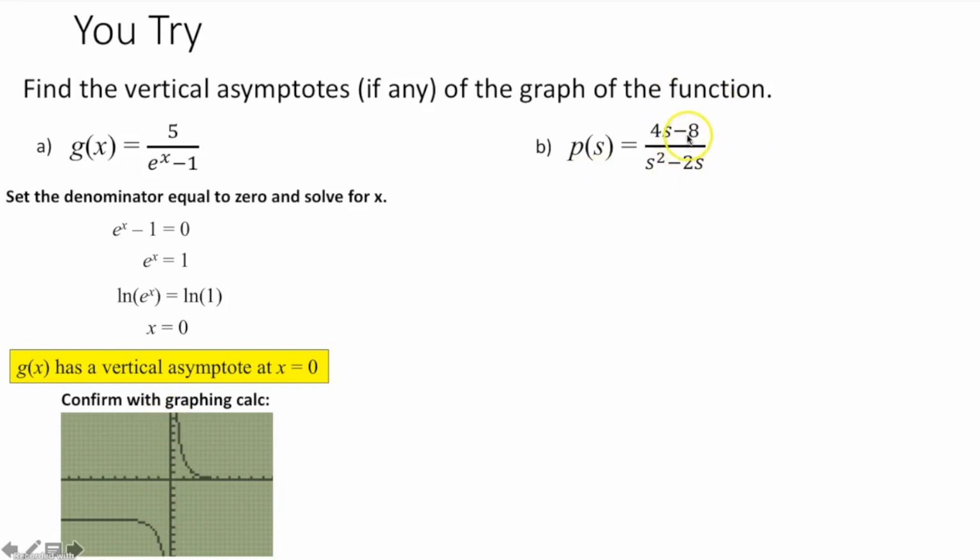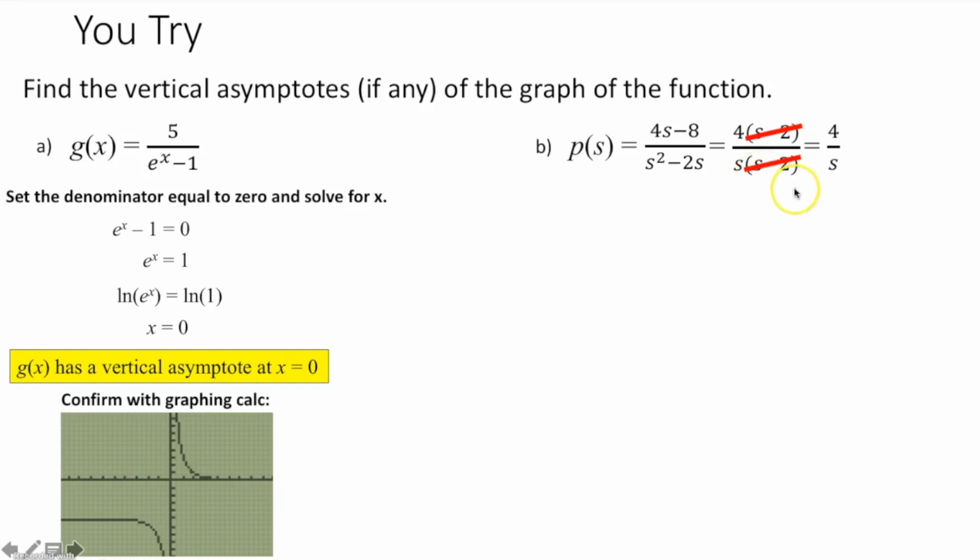And before I do that, I want to figure out, is there anything that cancels in the numerator and denominator to create a hole rather than an asymptote? So first, I factor out a 4 from the numerator, and I get 4 times the quantity s minus 2. In the denominator, I factor out an s, and I get s times the quantity s minus 2. You can see that the s minus 2's then cancel out and leave me with the function 4 over s. So there is going to be a hole at s is equal to 2.